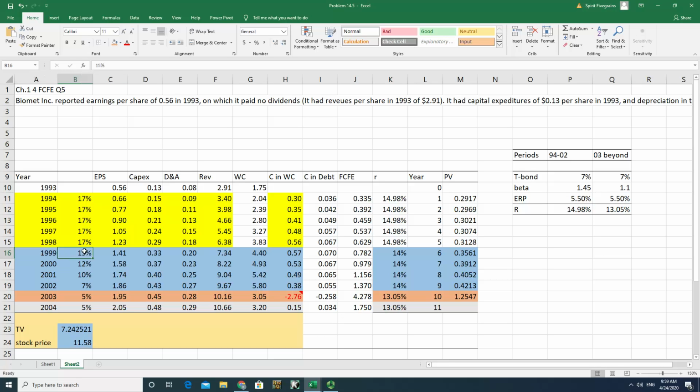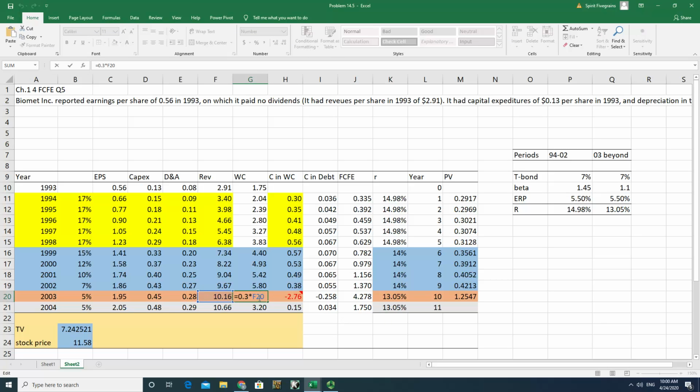And during the second stage, the growth rate will decline linearly from 17% to 5%. So here I do an approximation of a linearly declining growth rate estimation. Let's say 15% for 1999, 12% in year 2000, 10% in year 2001, 7% in year 2002, and 5% in year 2003. And then I estimate EPS, capex, depreciation, amortization, as well as the revenue. But here, the working capital will still be 60% of the revenue. And then I calculate change in working capital, and so on and so forth.